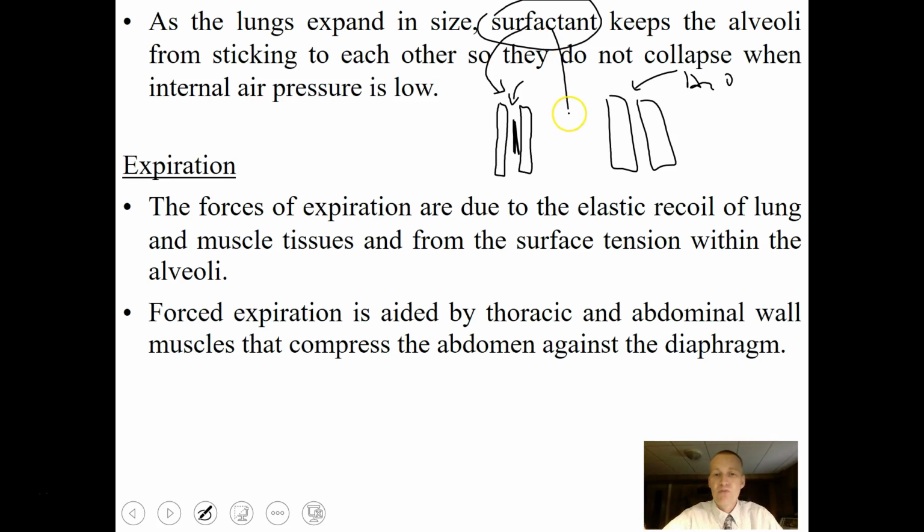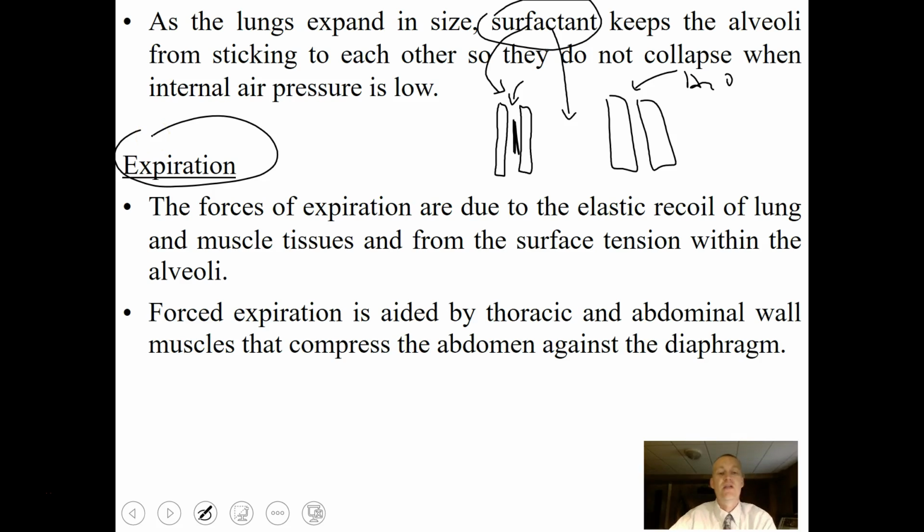Now, if you're born prematurely, you don't produce surfactant, and that's why babies that are born prematurely, if they're not put on respirators, will die, because their lung tissue will stick to each other or stick to the walls of the thoracic cavity, and the baby will suffocate. So premature babies are put on respirators to allow them to survive until they start producing surfactant.